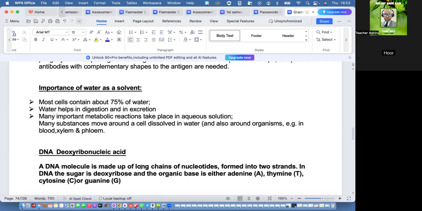Okay, many important metabolic reactions take place in aqueous solution as well. There are several reactions that cannot take place in a place that is too cold or too hot. Many substances move around a cell dissolved in water and also around organisms, e.g. in blood, xylem, and phloem. Okay, so those are the importance of water.